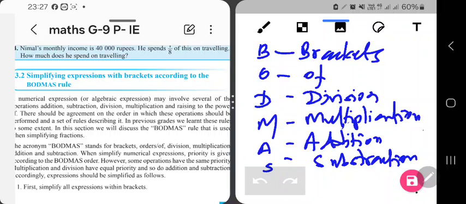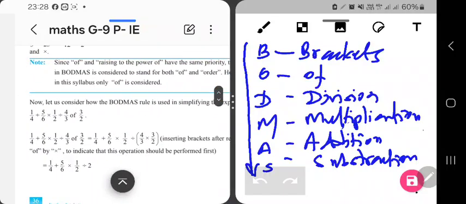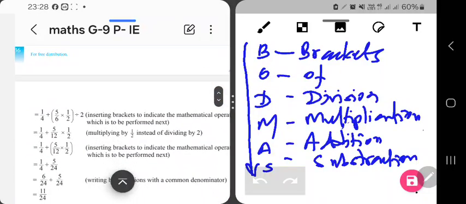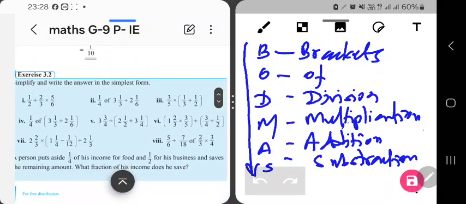So when you have any mathematical fractions or numbers, you have to abide by this order. Whatever is within a bracket should be calculated first, and then of should be calculated next, and division next, and multiplication, addition, and subtraction in that order. So let's see an example. I think that's the easiest way to look at something. So let me go to an example right away.